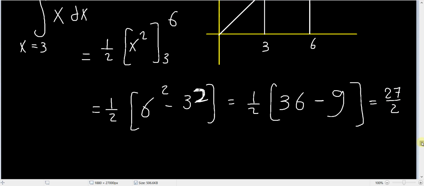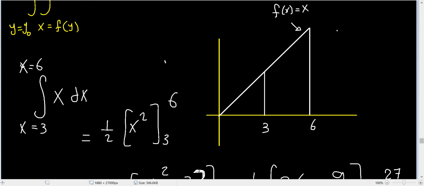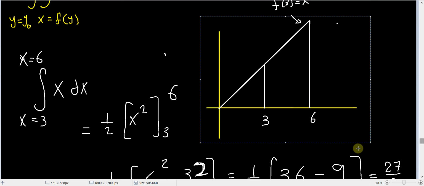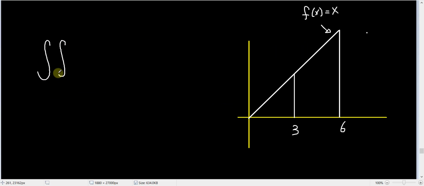Now I want to calculate this same area using double integration. So let's get this with us. I need some double integration here. My function is 1 because I'm calculating an area, not a volume. And here I have dx dy. Now I have to decide my limits of integration. So what should I do?